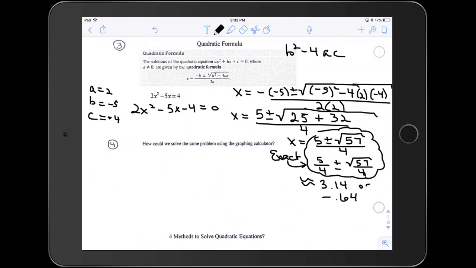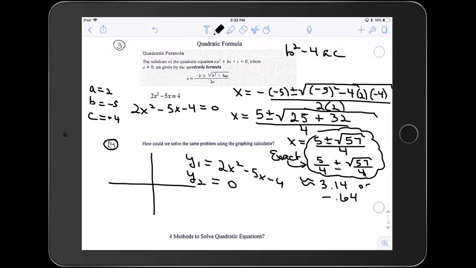Okay. So again, number 1, factoring is a way to solve quadratics. 2, square root method. 3, the quadratic formula. And lastly, this number 4, could we solve the same problem using a graphing calculator? Absolutely. So if you have it set equal to 0 in your y sub 1, you substitute that equation 2x squared minus 5x minus 4. And then in your y sub 2, what I do is I put 0 in there.